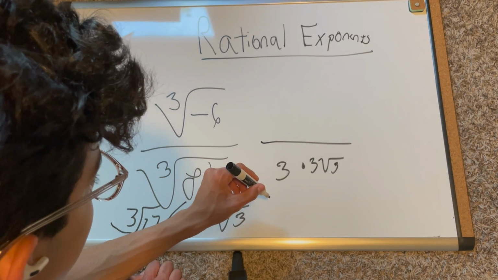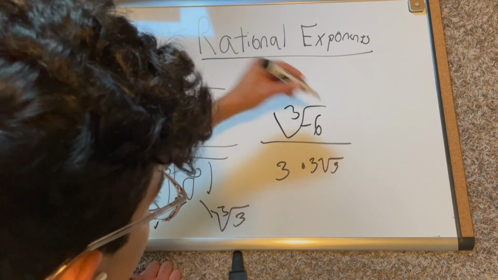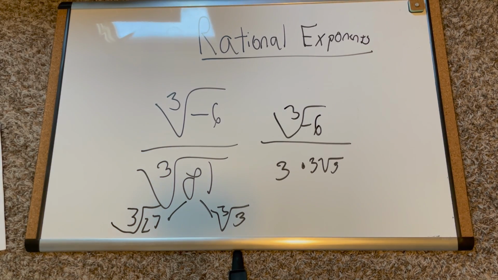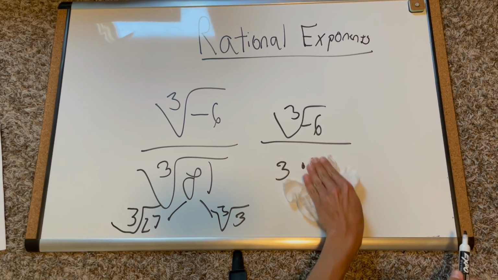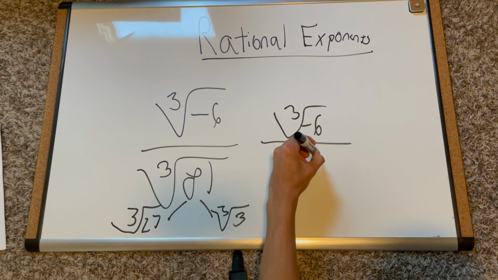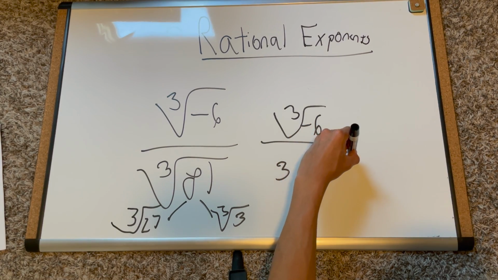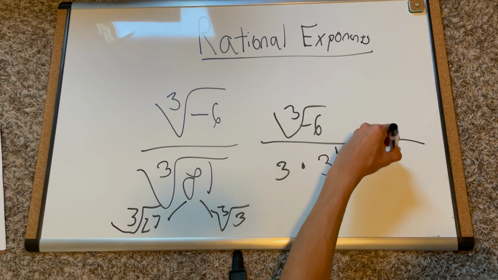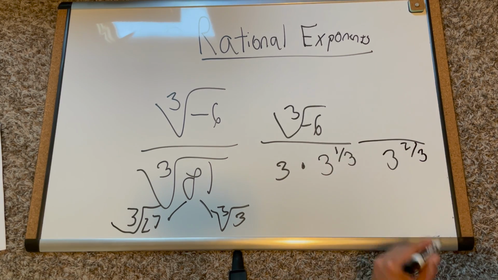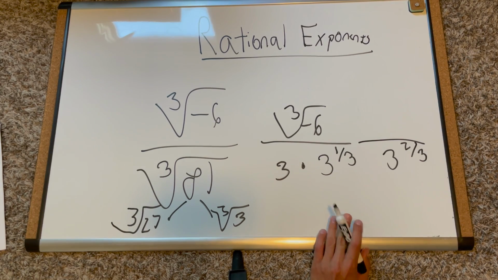So once we do that, actually this top is the same. You can multiply it by 3 to the 2/3, because if you turn this into a fraction, you can multiply it by 3 to the 2/3. Same bases add together. We'll change that after we solve it.